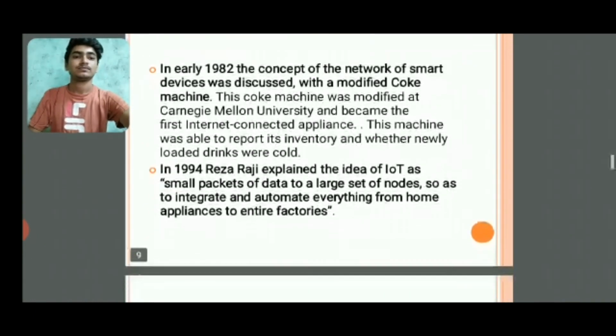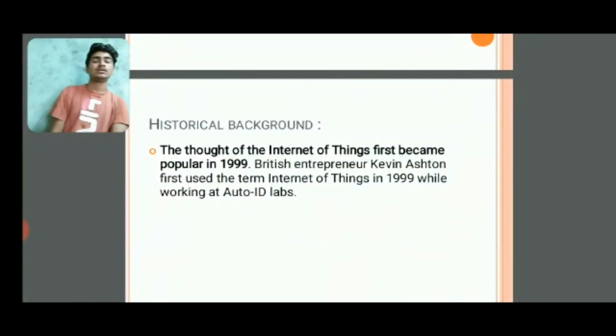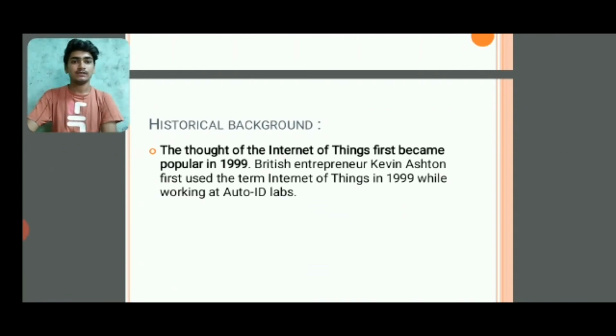After that, the historical background. The thought of the Internet of Things first became popular in 1999. British entrepreneur Kevin Ashton first used the term Internet of Things in 1999 while working at Auto ID Labs.